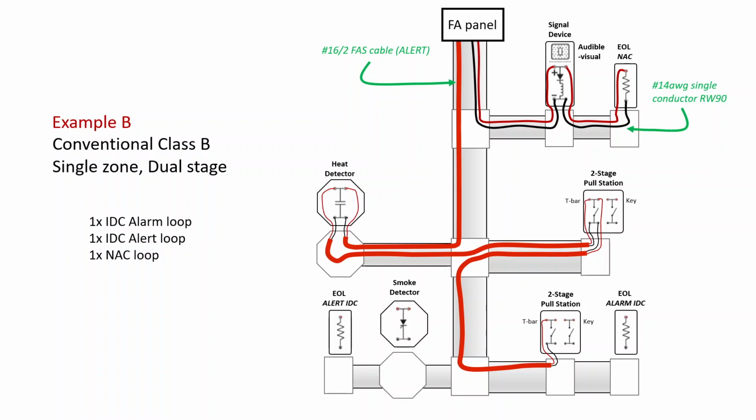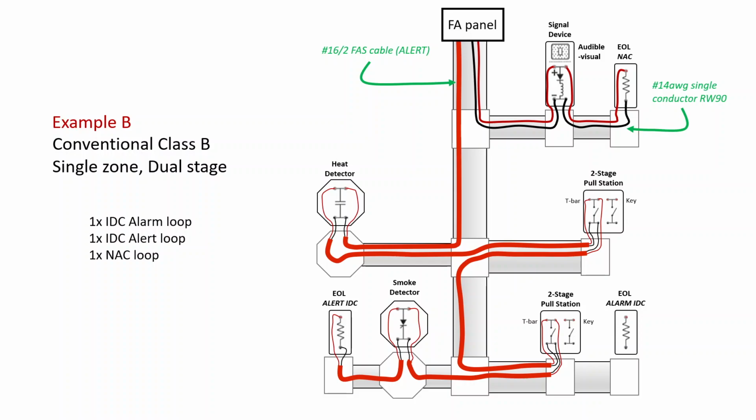Now I'm almost done my alert. I've got to come out of the two-stage pull station and go into the smoke detector off to the left. And then after that, I'm going to go all the way over to the end of line resistor for the alert loop. So now I'm done my alert loop, I have to do my alarm loop.